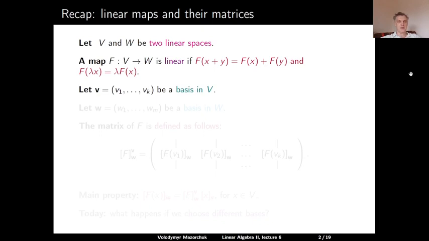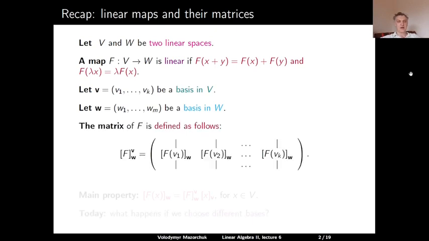Now let us choose a basis in V, denoted bold V, which consists of the vectors v1 and so on, vk. Note that this means that the dimension of V is k. Let us also choose a basis in W, denoted bold W, consisting of the vectors w1 and so on, wm. So in particular, the dimension of W is m.